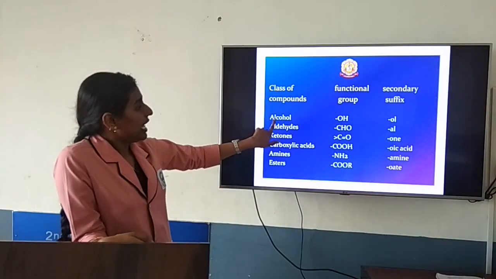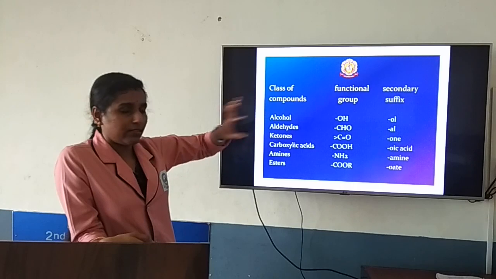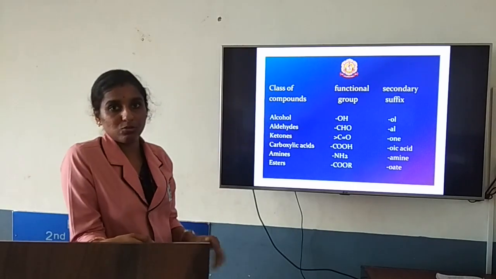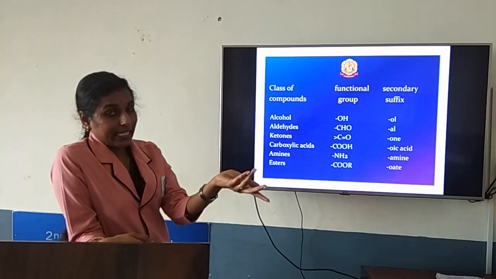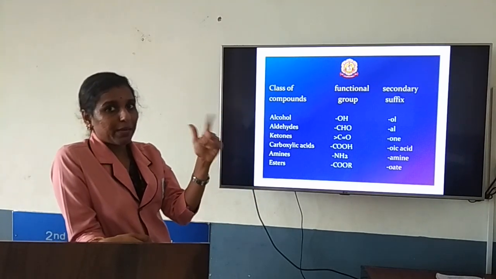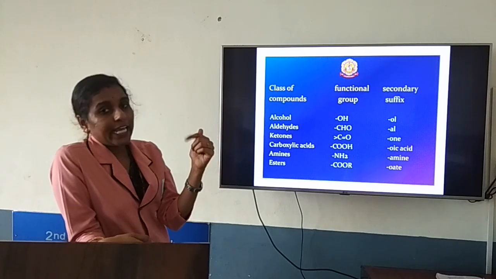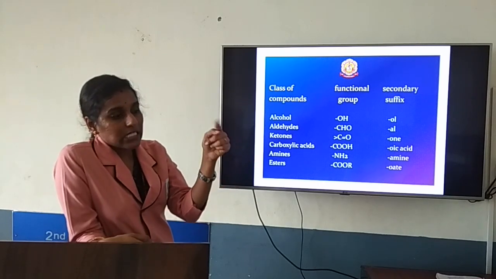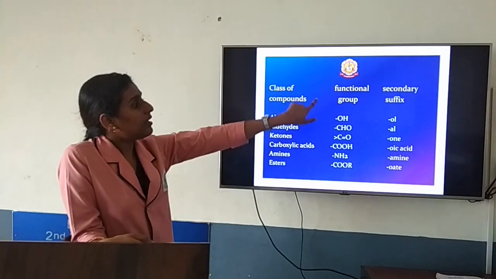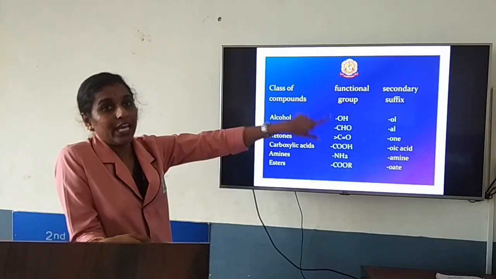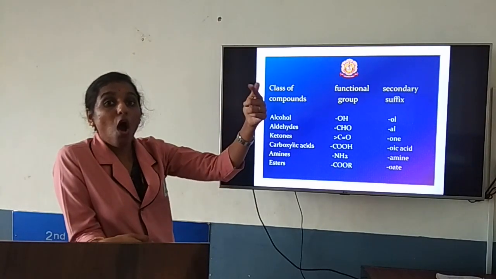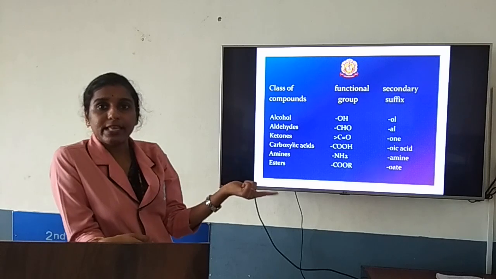Now, if it is having alcohol, in the sense when you are writing the structure, you can find OH as the functional group. So at the end of the name: meth you got, ane you got, the primary suffix you have written, ane, A-N-E, then that last E you have to remove. E you remove, and the secondary suffix you have to give. If that is having an OH group, you have to give it as ol. So that comes as methanol.